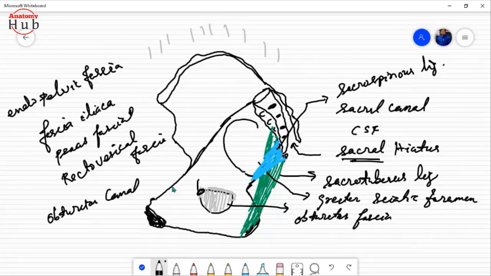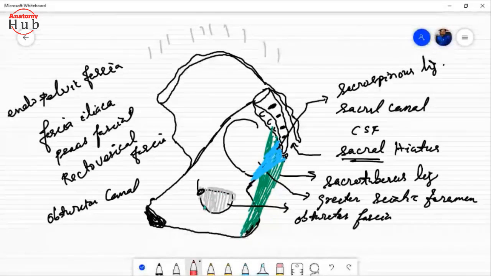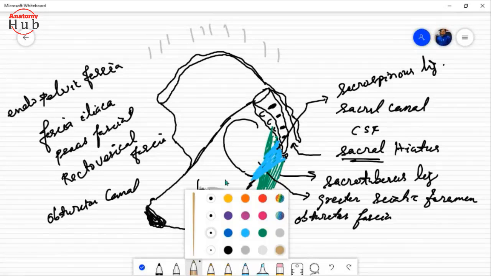Obturator canal. Okay, this one. So this obturator canal, through which your obturator nerve and your obturator artery pass from this pelvic cavity towards the lower limb, right? So this is your obturator canal, that is a deficiency inside this obturator foramen, which is covered by the obturator fascia. Clear?